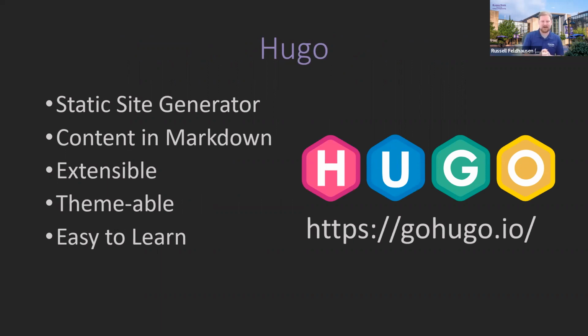What it does is you write content in a simple language, in this case Markdown, which we'll talk about in a little bit. Then HUGO will take your Markdown content and run it through a theme and a templating system, and it will generate a website for you based on that content that's written in Markdown.